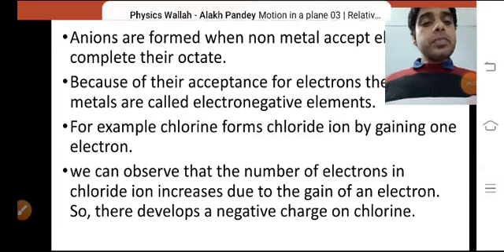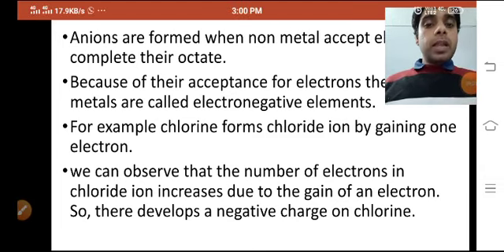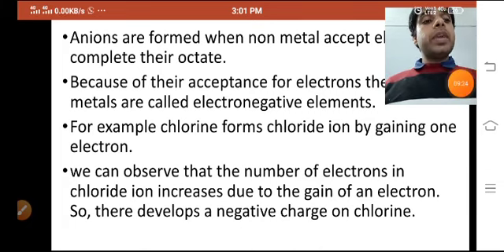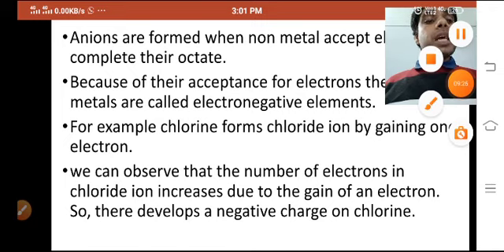Okay now, we can observe that the number of electrons in the chloride ion increases. I have told you, yes, the number of electrons will increase, and that will result in the formation of a negative charge on the chlorine atom. Like this you can do different types of examples also.